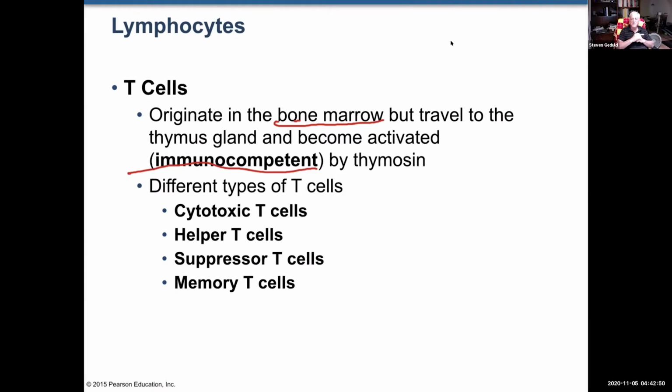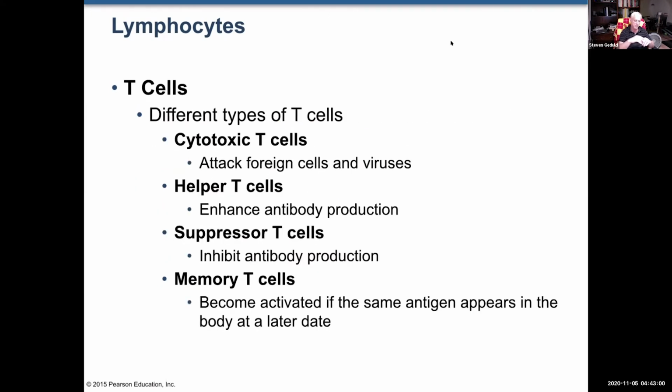You have different types of T cells. You have cytotoxic T cells, helper T cells, suppressor T cells, and memory T cells. Each of them performs a different function. The cytotoxic T cells attack foreign cells and viruses directly and kill them. So cytotoxic T cells attack and destroy foreign cells and viruses.